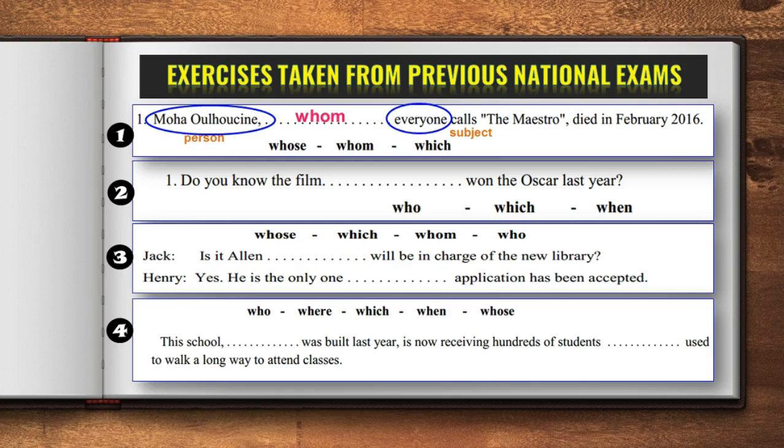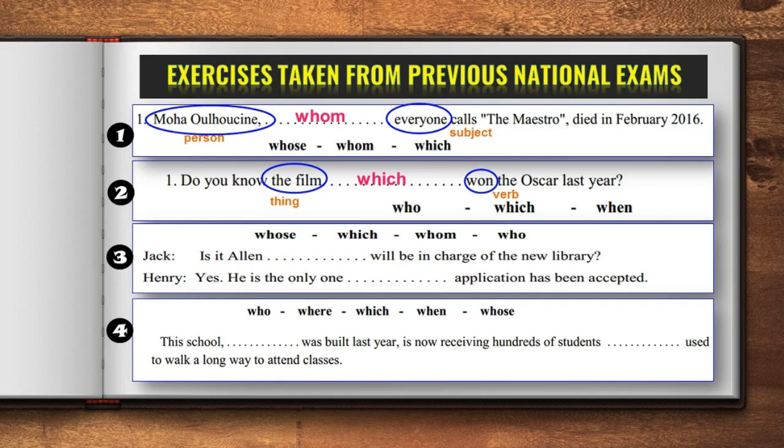So when we've got a subject, a person, we're going to use whom. Very nice. Do you know the film which won the Oscar last year? So we're talking here about one, it's a verb, and here we've got the film, which is a thing. So when we have a thing and a verb, we're going to use which. Very good. And let's go to number 3. In number 3 here we've got whose, which, whom, who.